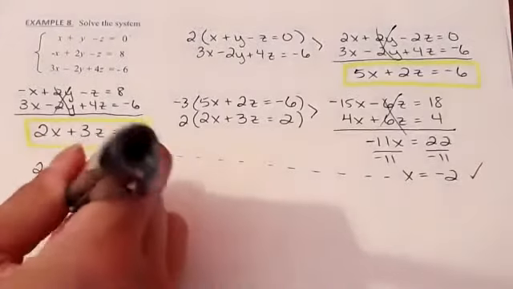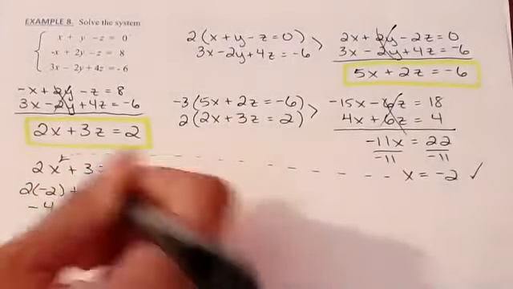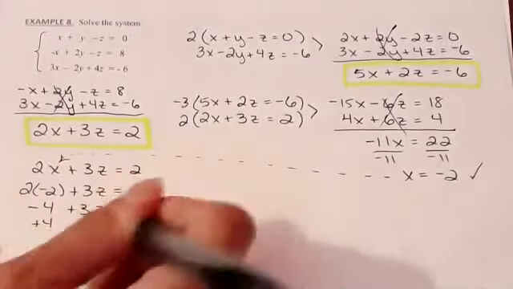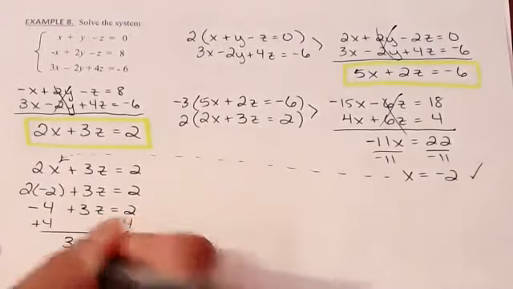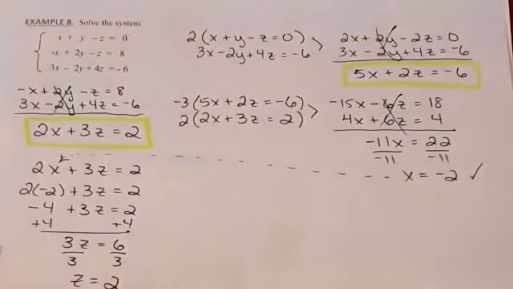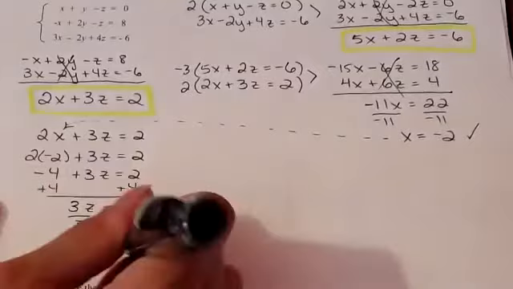We have -4 plus 3z is equal to 2. Add 4. 3z is equal to 6. Divide by 3. And we get that z is equal to +2. So there's yet another solution.